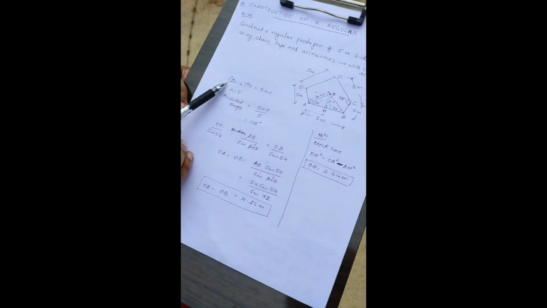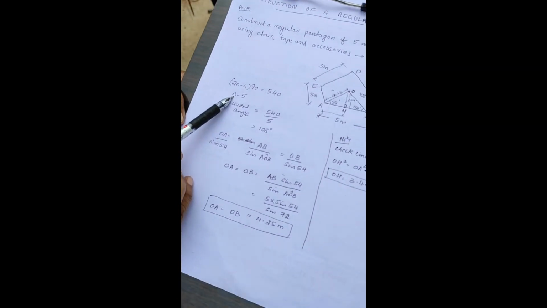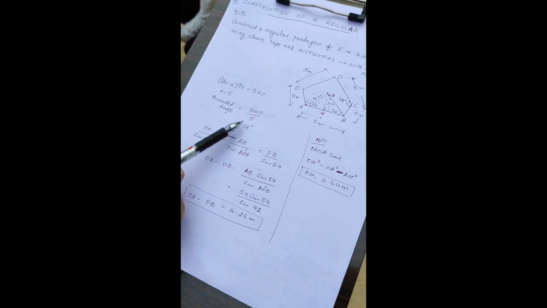You know this geometrical equation: (2n minus 4) into 90 equals 540, when n is 5, where n is the number of sides. A pentagon has 5 sides, so n is 5. Find out the included angle: 540 by 5. You will get the included angle as 108.